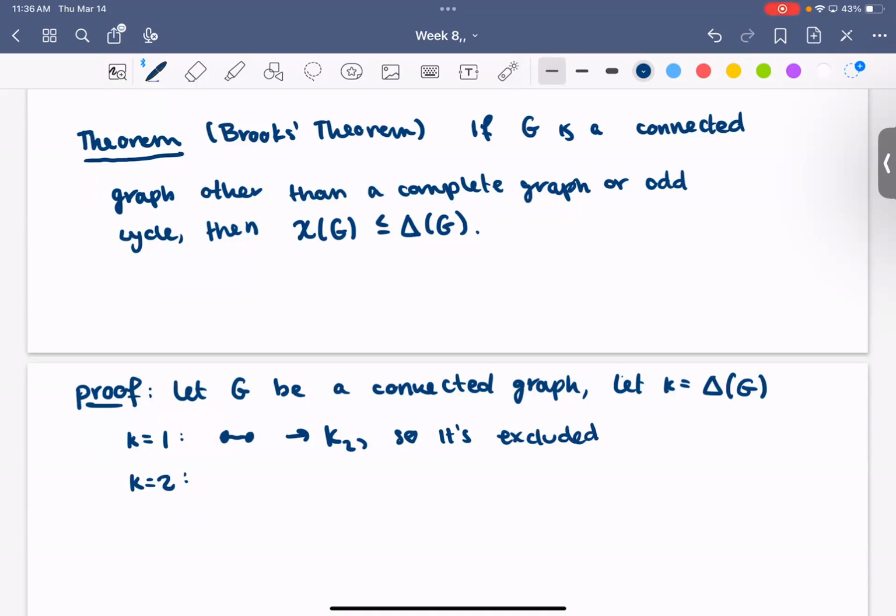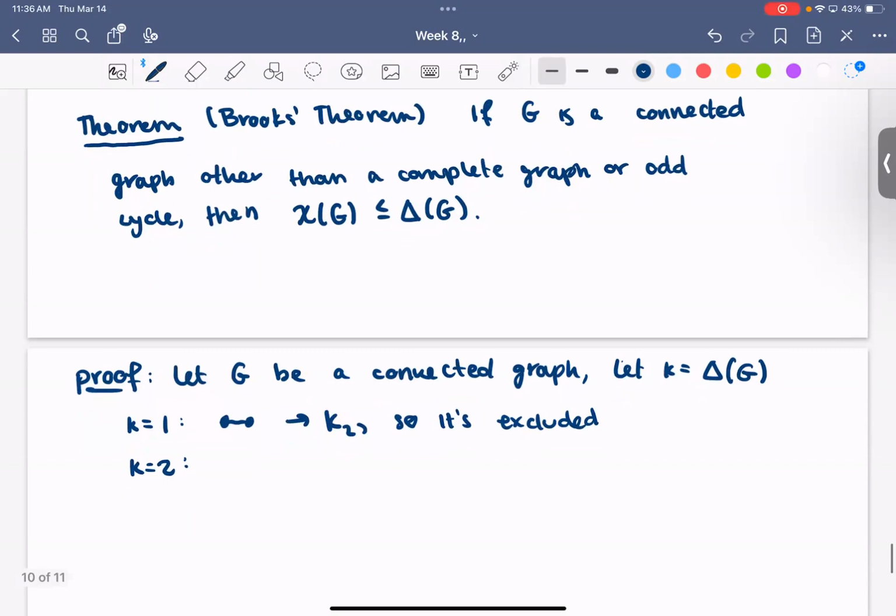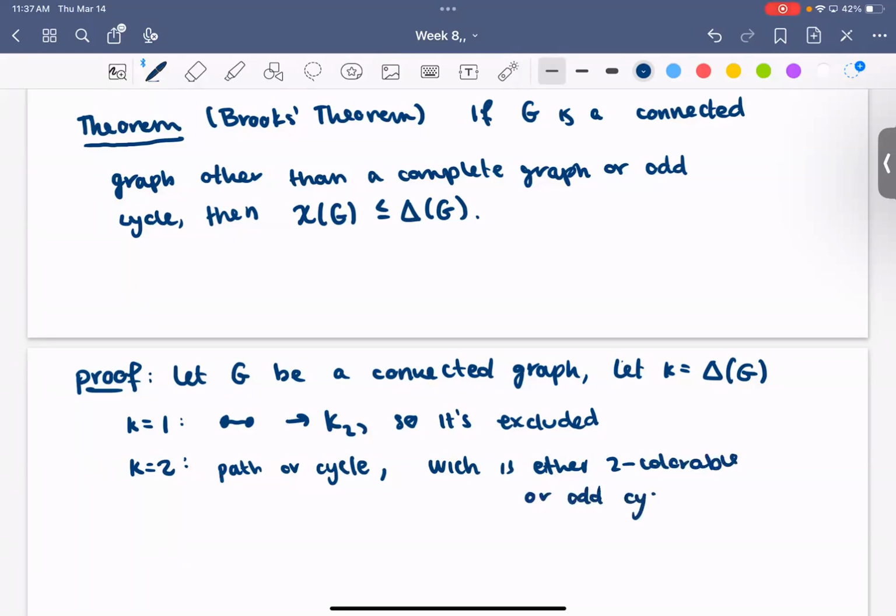Okay, and then what if K is 2? It's either going to be a path or a cycle, and we know that those either are 2 colorable or are odd cycles and excluded from the theorem. So if your maximum vertex degree is at most 2, so every vertex has degree 1 or 2, then you're either a path or a cycle, which is either 2 colorable or it's an odd cycle. So it's excluded. Okay, so we're gonna assume that K is at least 3 for the rest of the proof.